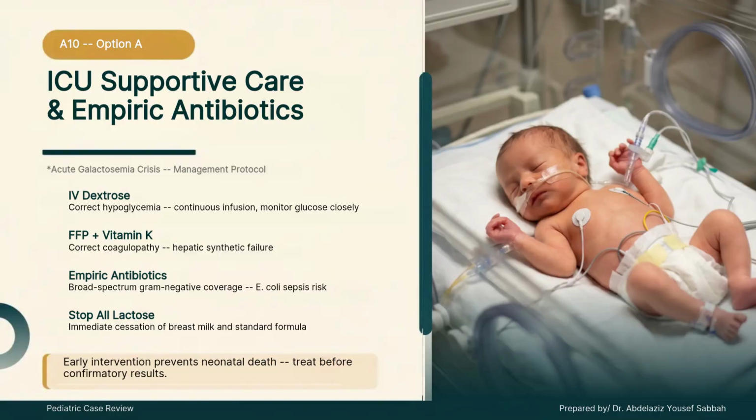This neonate is in an acute galactosemia crisis and needs intensive supportive care without delay. Intravenous dextrose corrects the dangerously low blood glucose. Give it as a continuous infusion and monitor glucose closely. Fresh frozen plasma and vitamin K correct the coagulopathy caused by hepatic synthetic failure, reflected by the international normalized ratio above 4. Broad-spectrum empiric antibiotics are essential because of the high risk of Escherichia coli sepsis, and all lactose must be stopped immediately, meaning cessation of breast milk and standard formula. Early intervention prevents neonatal death, so treatment must begin before confirmatory results return.